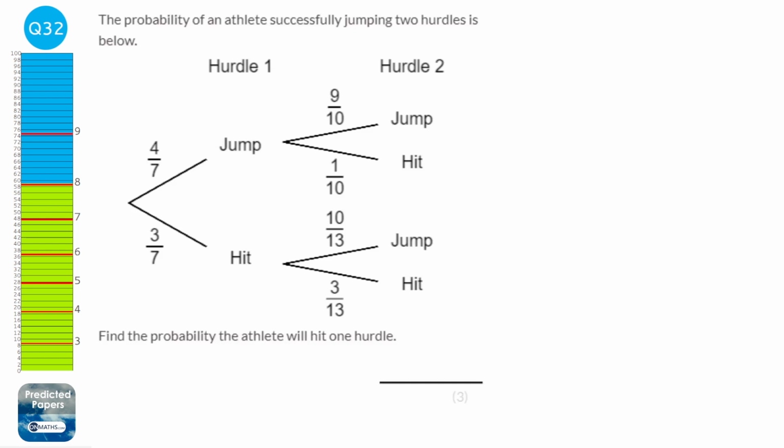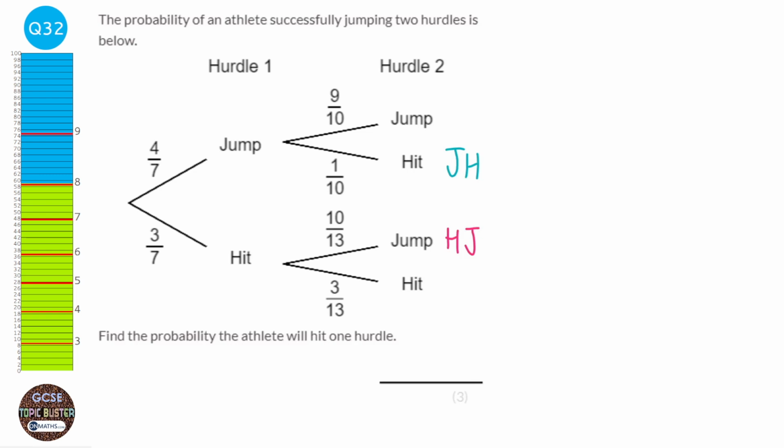There are two outcomes that will end up with the athlete hitting one hurdle: jump then hit here, and hit then jump here. If they jump both hurdles, or if they hit both hurdles, that's not them hitting one hurdle.